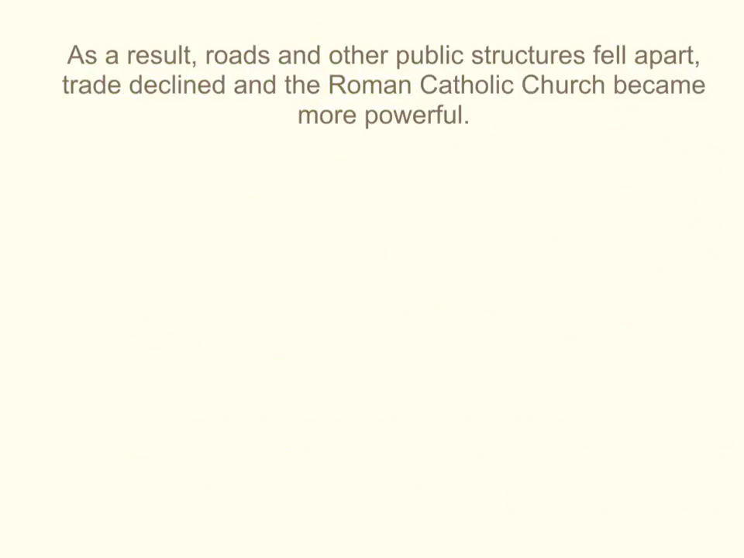As a result, roads and other public structures started to fall apart in the empire, and trade declined. However, the Roman Catholic Church becomes powerful, even more powerful than it already had become. That is the end of section 2.